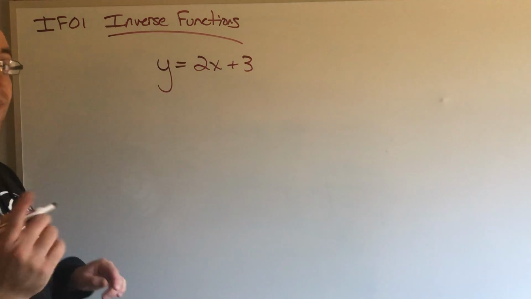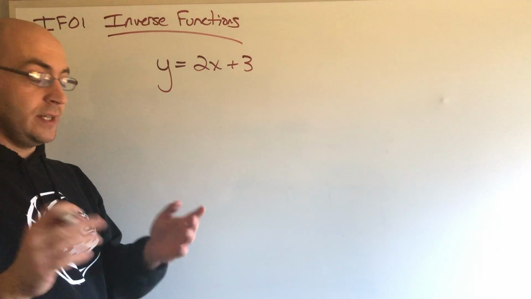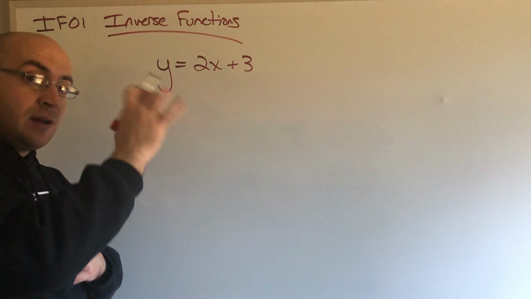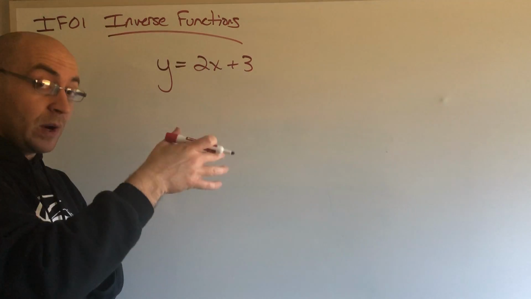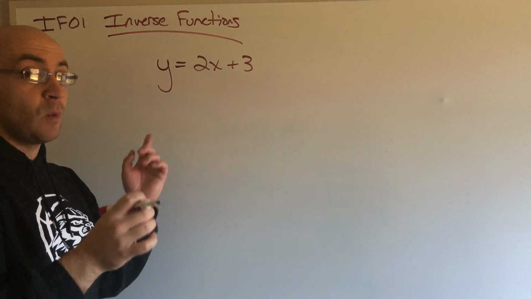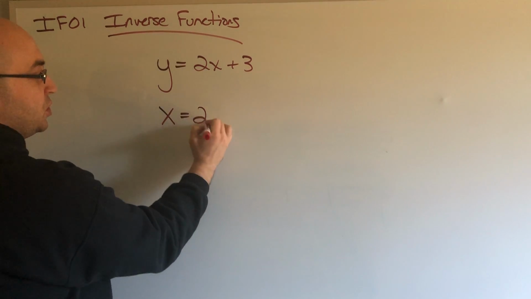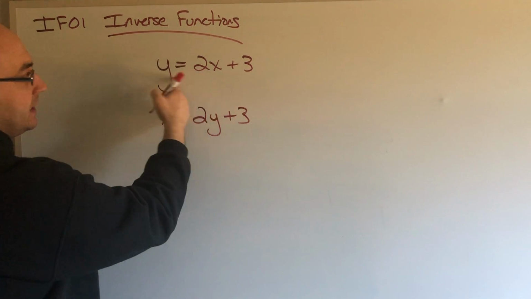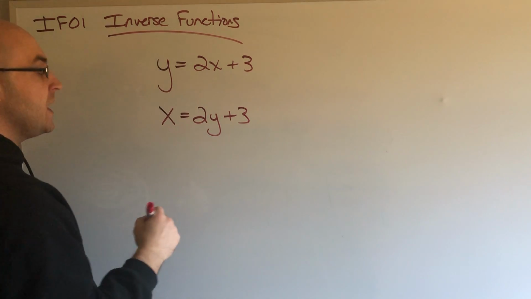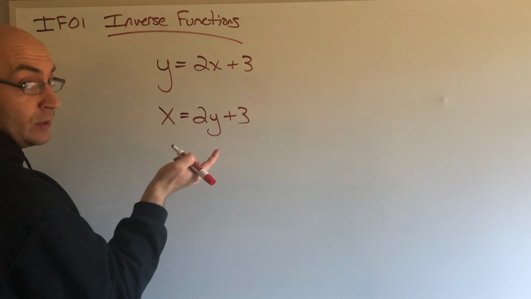If I want to find that function's inverse, all I'm doing essentially is switching the y and x values, like switching where they are physically in the equation, and then I'm solving for y. So this is now going to be x equals 2y plus 3. All I did was switch the two variables. Now I'm going to go ahead and solve for y, like I normally would.